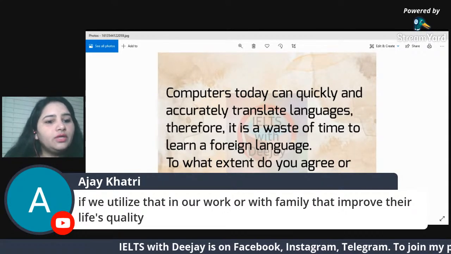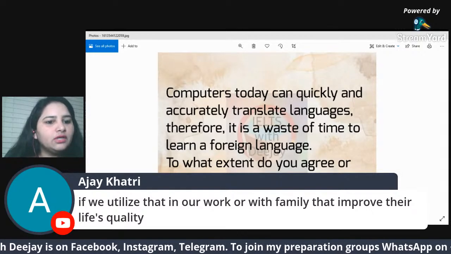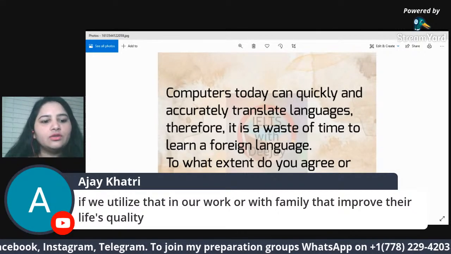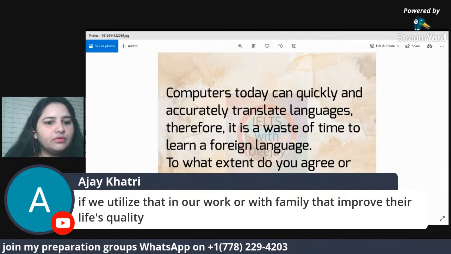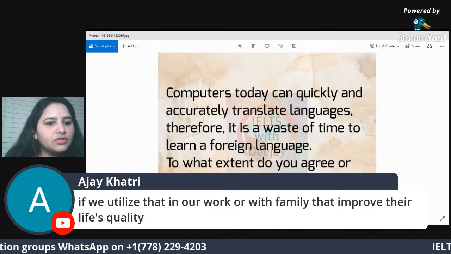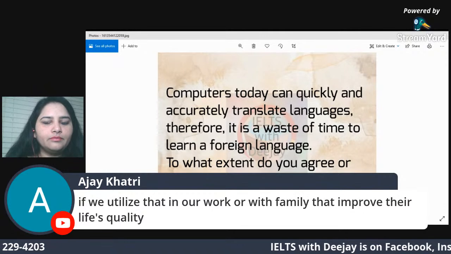So it has to be convincing. Your main ideas have to be convincing. Until and unless you're not writing convincing and well connected main ideas and examples, you will not be able to get a good band score in writing. Okay, so think about it, brainstorm.